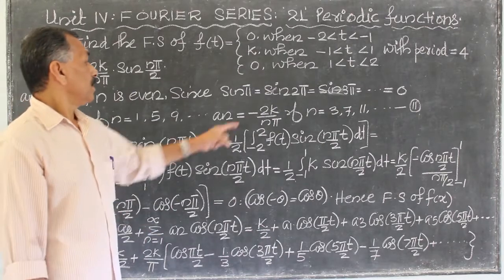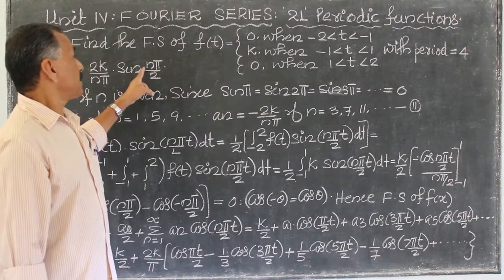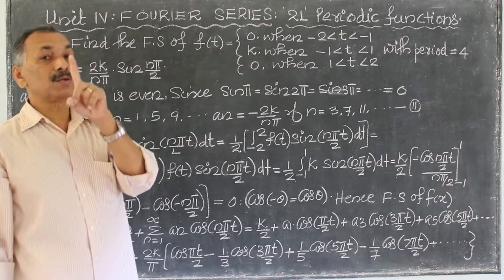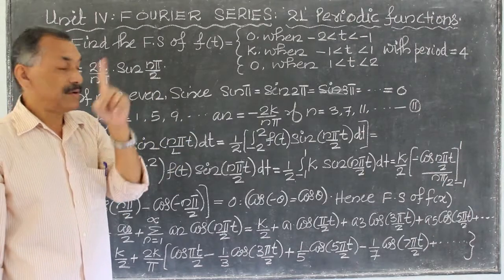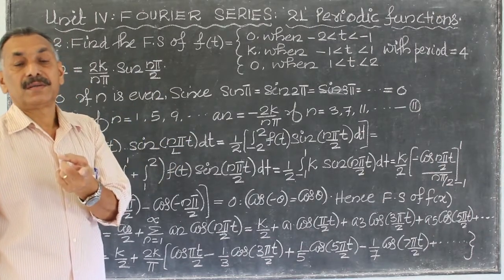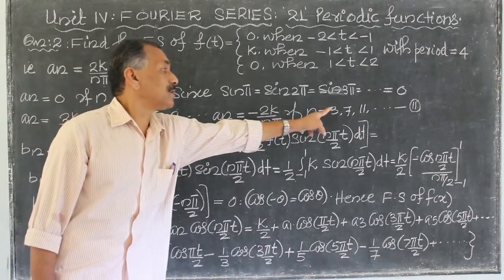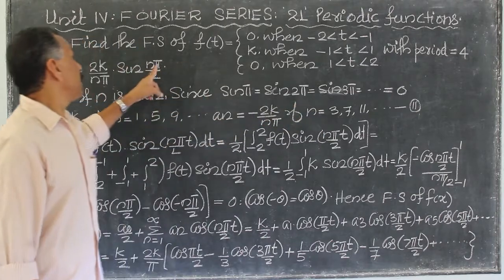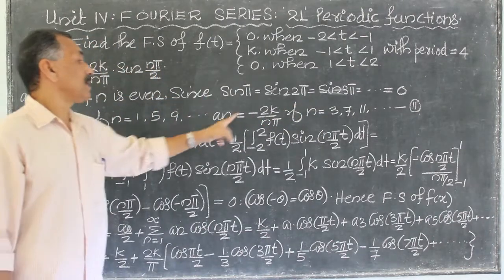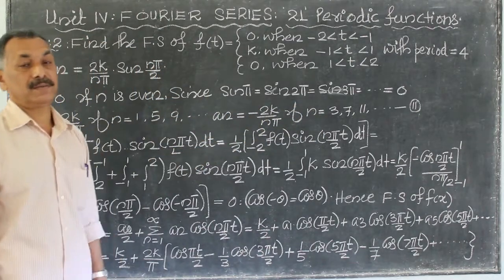Then n is equal to 3, and sin 3 pi by 2 is equal to -1. Sin 7 pi by 2 is equal to -1. Sin 11 pi by 2 is equal to -1. Now that is if n is equal to 3, 7, 11, etc. This value -1 is multiplied by -2k divided by n pi.